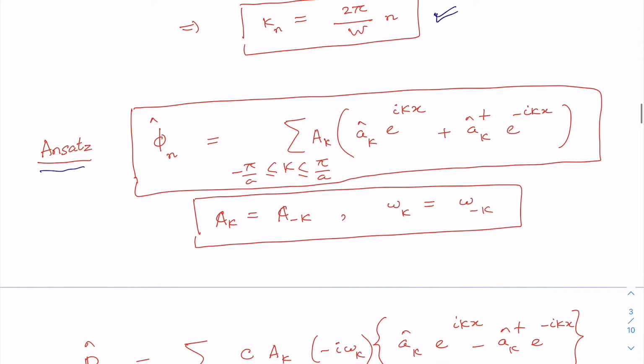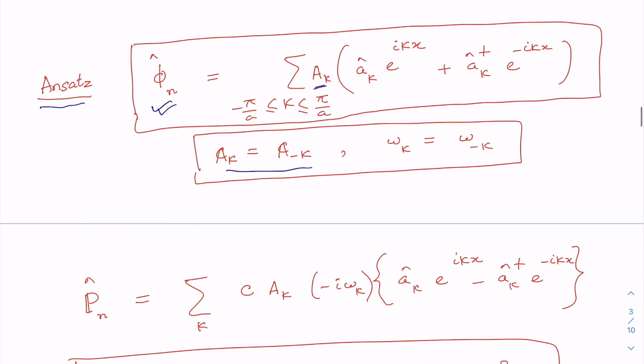N is an integer, and then we take the flux in this form, where it is a superposition of lots of plane waves, and a_k is the amplitude, and k lies between minus pi by a and plus pi by a. Because of the translational invariance, it is easy to see that a_k is equal to a_minus k, and omega_k is equal to omega_minus k.